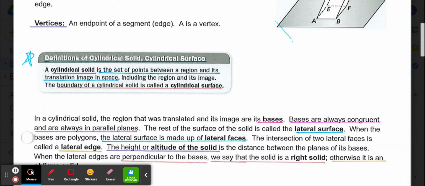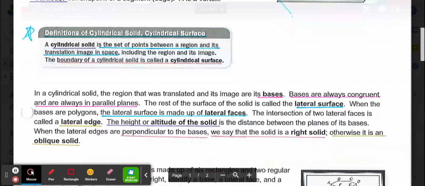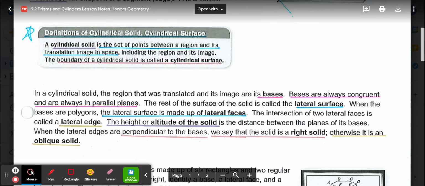The intersection of two lateral faces is called a lateral edge. The height or the altitude of the solid is the distance between the planes of its bases. When lateral edges are perpendicular to the bases, we say that it is a right solid. If we have any other relationship between the lateral edges and the bases that is not 90 degrees, it's known as an oblique solid. So oblique means it's leaning any way other than 90 degrees.